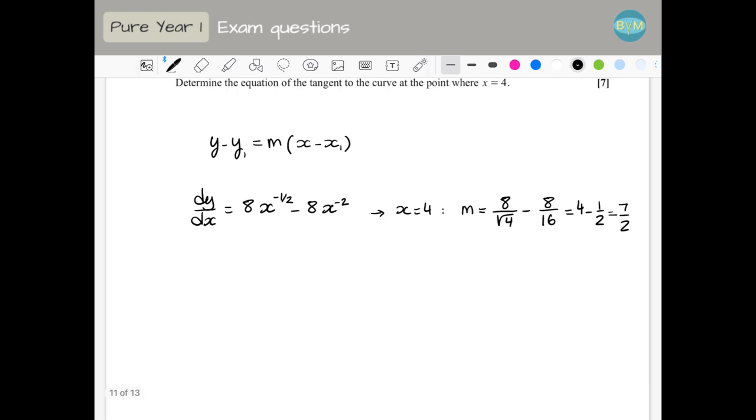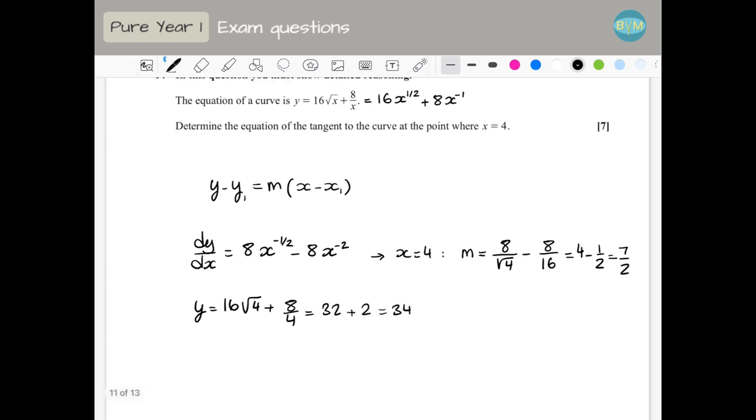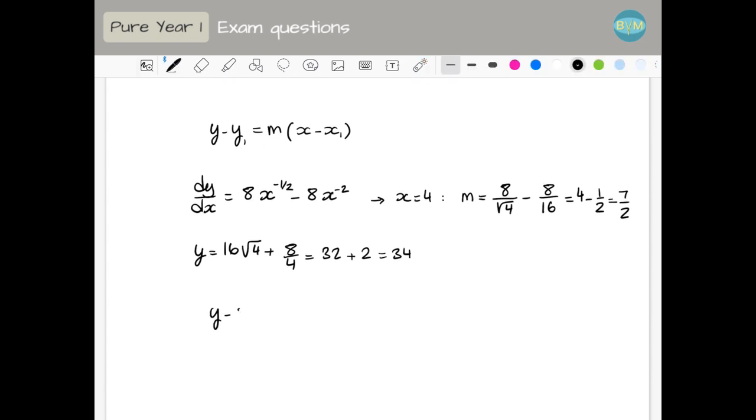And then the y coordinate, substituting the x by 4 here, I have 16 root 4 plus 8 divided by 4, which is 32 plus 2, which is 34. So my point is (4, 34). So the point where I'm finding the tangent is (4, 34), and this is the gradient. So I'm going back here and substituting: y minus the y of the point is the gradient, times x minus the x of the point.